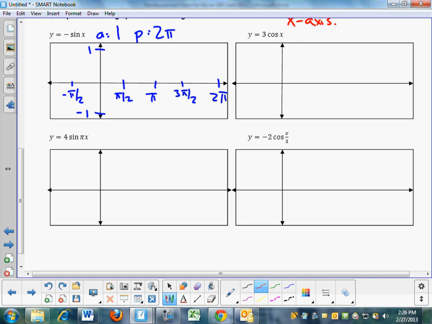Third step is I identify the starting point and the direction. Does sine start at 0 or does it start at a max or a min? Starts at 0. Now, will it start by going up or will it start by going down? It normally starts up. Because it's got a negative, it's reflected over the x-axis, so it's going to start by going down. So my starting point is here.